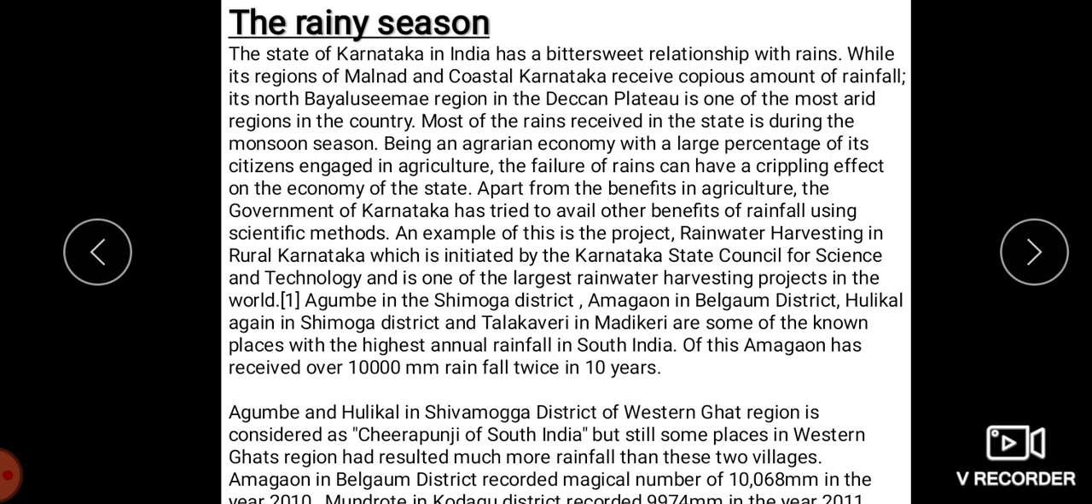Agumbe and Hulikal in Shimoga district of the Western Ghat region are considered the Cherrapunji of South India. But still, some places in the Western Ghats have recorded much more rainfall than these two villages. Amagon in Belgaum district recorded the magical number of 10,068 mm in the year 2010, children.